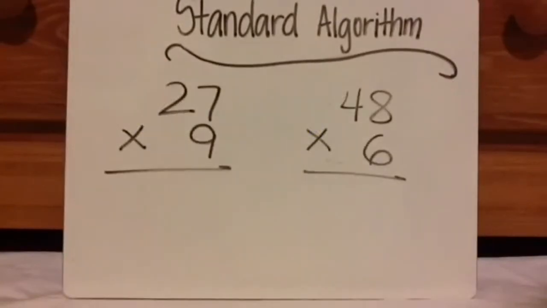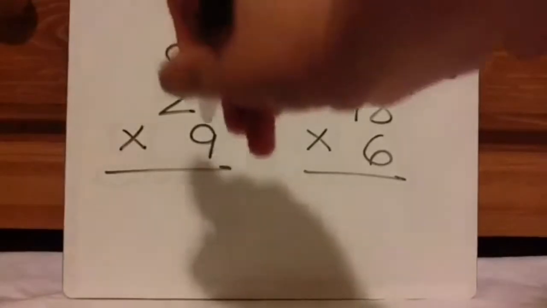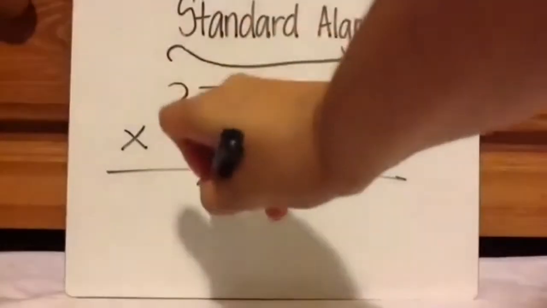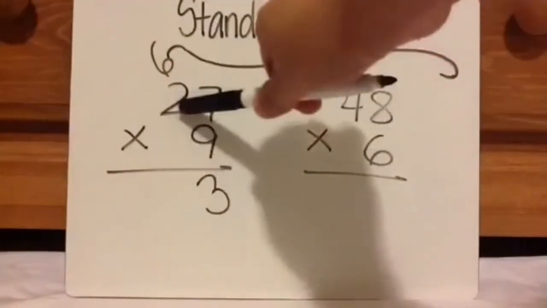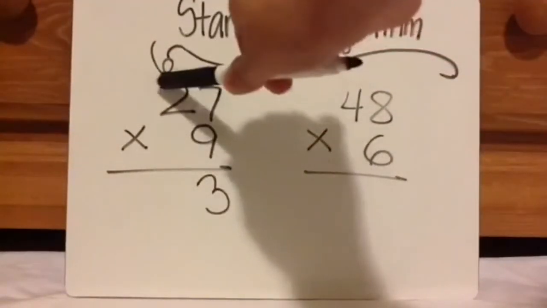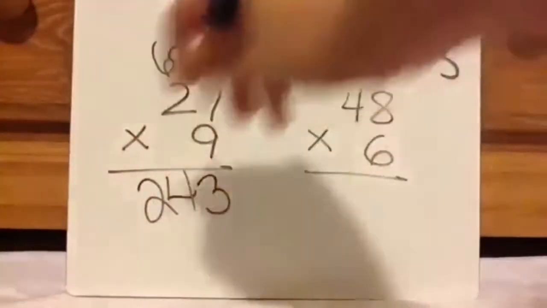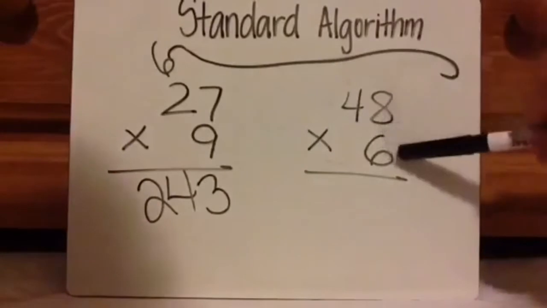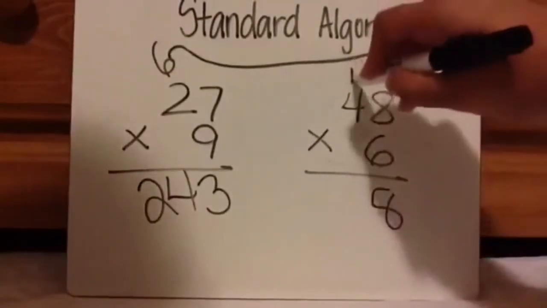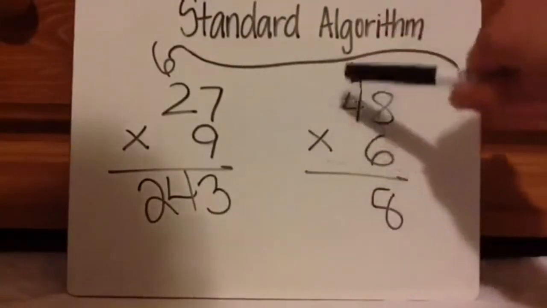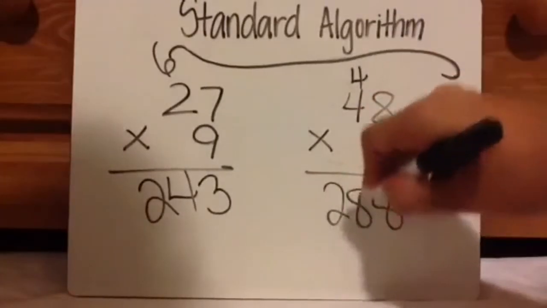Now try these two without the arrows. See if you can do it without being aware what the steps are. See if you can do it from memory. Press pause and then press play when you're ready. Okay, 9 times 7 is my first step. It equals 63. 9 times 2 is 18. Plus 6 is 24. Then over here, 8 times 6 is 48. Carry the 4. 6 times 4 is 24, plus 4 is 28.